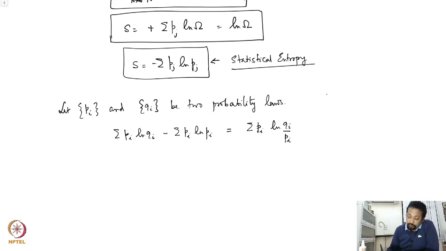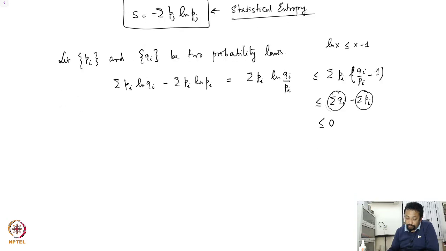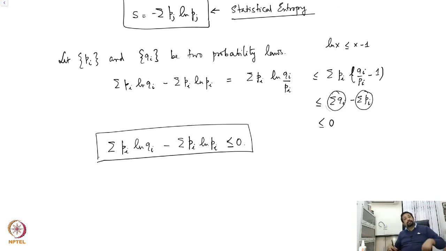Now I know that ln x is less than or equal to x minus 1. Therefore this sum is less than or equal to sum over pi times x minus 1, which would be qi over pi minus 1, which is sum over qi minus sum over pi. But pi and qi are two probability laws. Therefore, they must satisfy normalization. Therefore, both the sums that you see over here are 1, so that this is less than or equal to 0. Therefore, it follows from this little derivation that sum pi ln qi minus sum pi ln pi is less than or equal to 0, right? For two sets of probability laws.